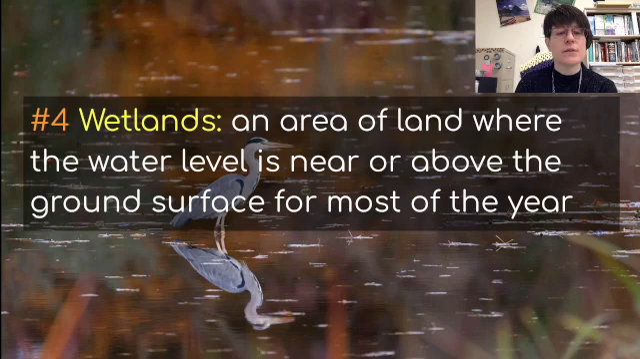And wetlands. A wetland is an area of land where the water level is near or above the ground surface for most of the year. And so this is very shallow areas, like you see the heron in the background being able to stand in the wetlands.